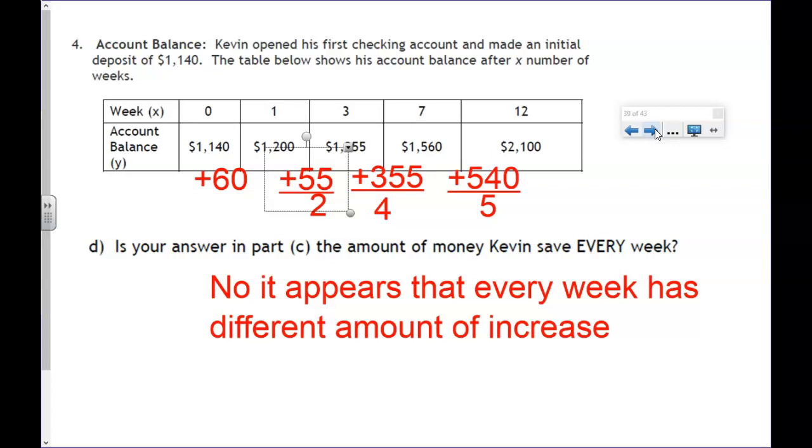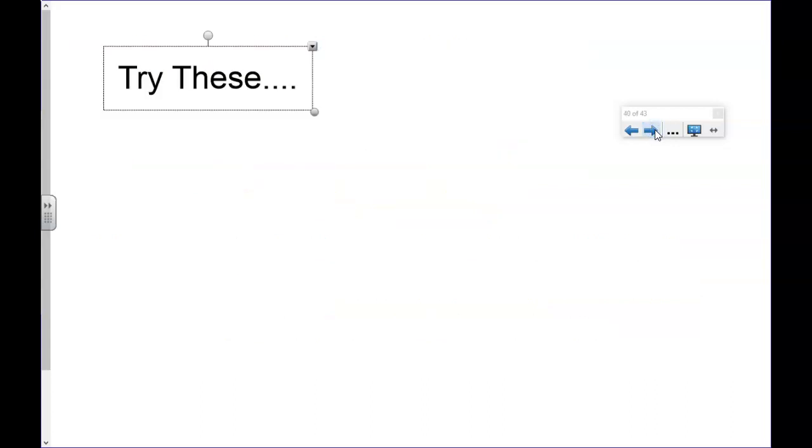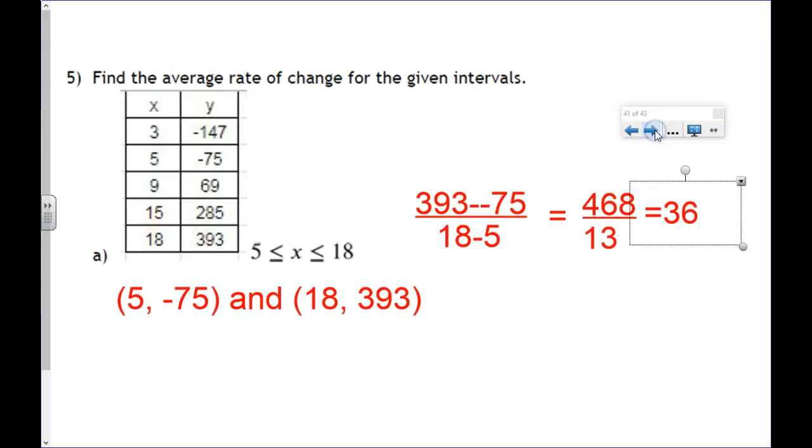I'm going to ask you guys to try the last 2 for 5 for me. And then when you guys have a chance, just look at what the answers were. For number 5, I got the average rate of change to be 36. So we're just looking at 5 and 18. And I got the average rate of change between those to be 36.